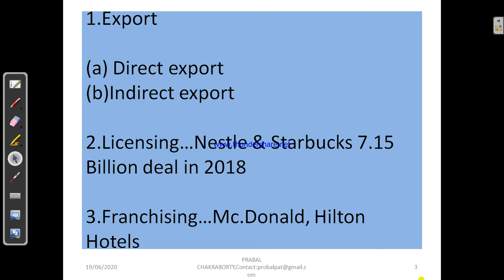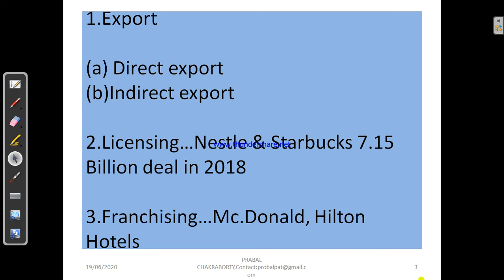Now, second is licensing business. What is the licensing business? First of all, before licensing, I just want to highlight another important thing: in case of direct export, you have to think of a foreign representative in the overseas market, and you have to select those people also. And the most important thing is that bigger investment is needed.